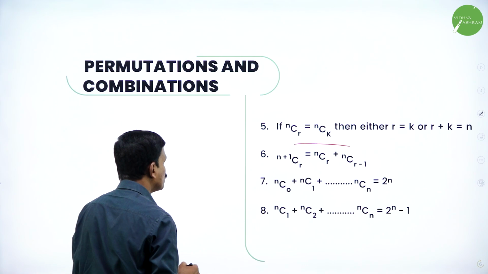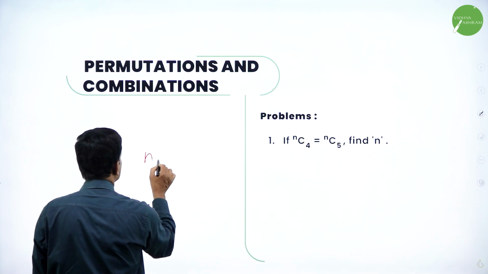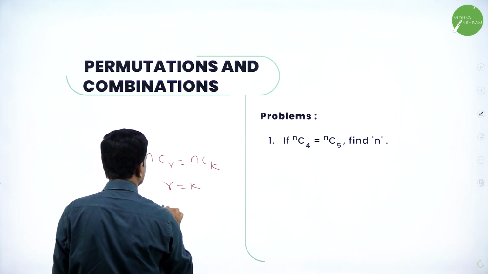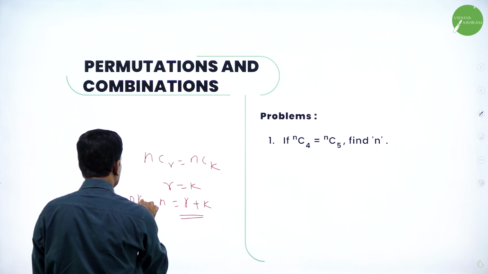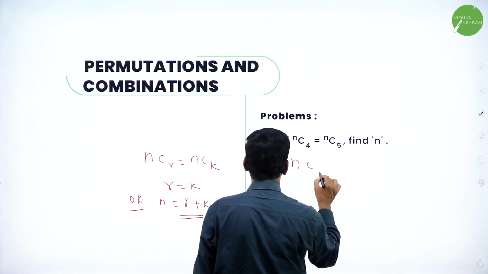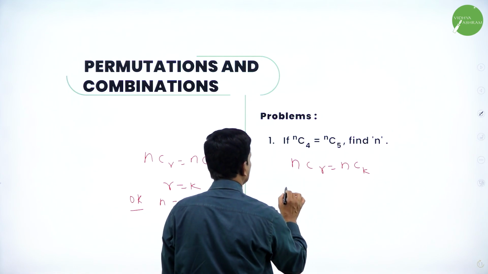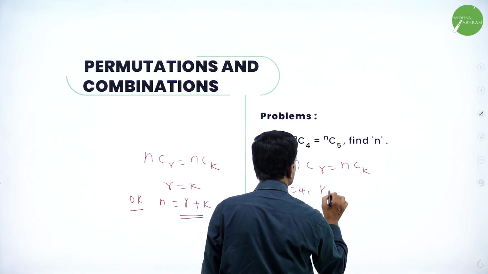So, according to the property, if nCr is equal to nCk, then r is equal to k, or n is equal to r plus k. These are the formulas. Here, if you observe carefully, this is of the form nCr is equal to nCk. Now, here r is equal to 4 and k is equal to 5.